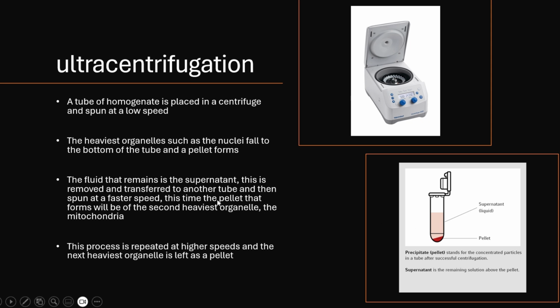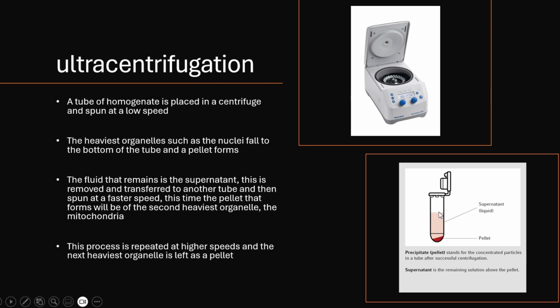yeah? Then what you do is you take out this supernatant, transfer it into another tube, and spin it again at a higher speed. This higher speed is going to allow the second heaviest organelle, which is the mitochondria, to fall to the bottom. So you're going to get a pellet situation like this again, but that pellet is going to be mitochondria now. You get it?